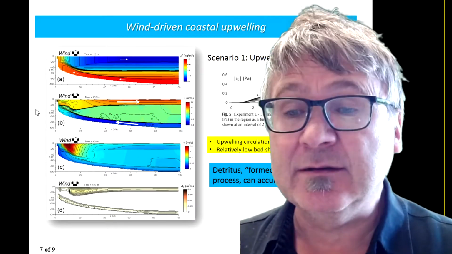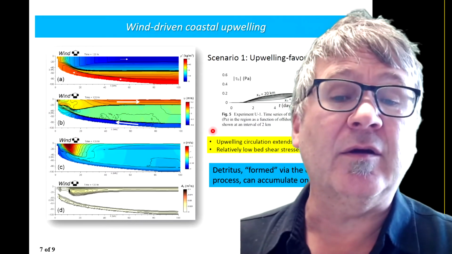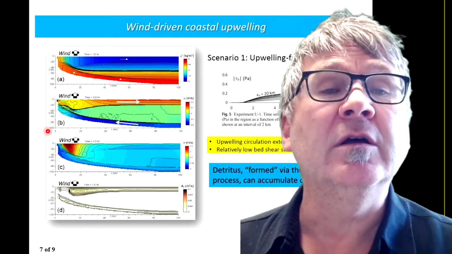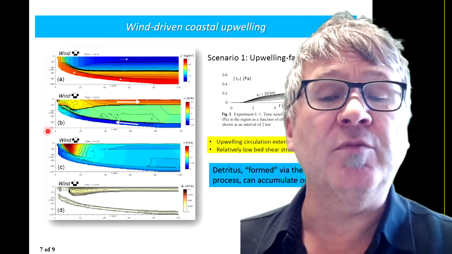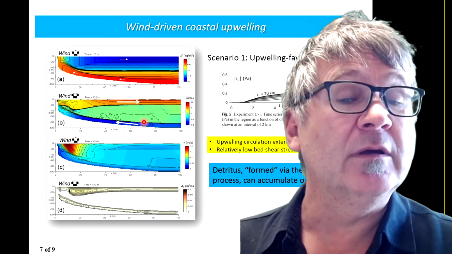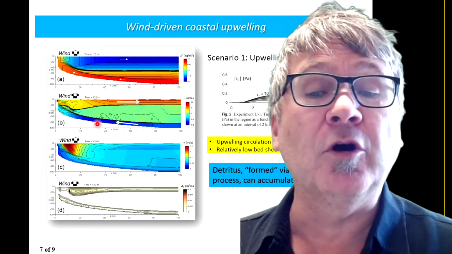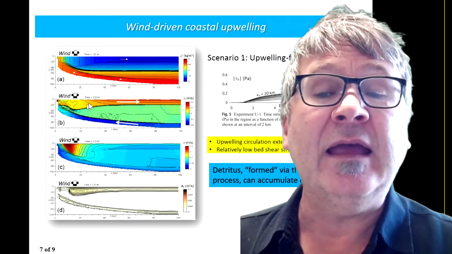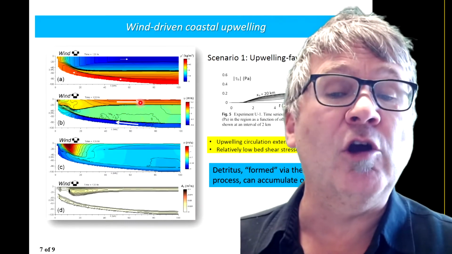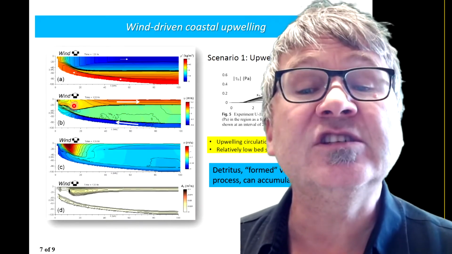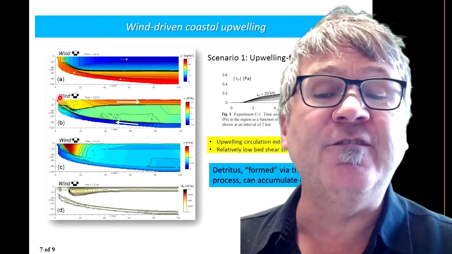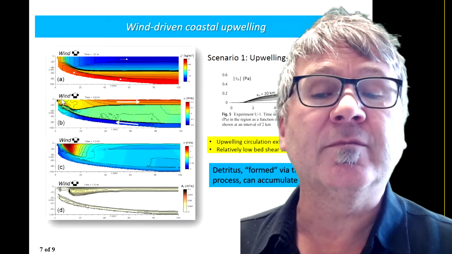The second graph shows you the onshore, offshore velocity component. You can see near the bottom, it's onshore. This is the bottom Ekman layer, onshore movement. And near the surface, you see the offshore movement in the surface Ekman. You can see some overlap very close to the coast.